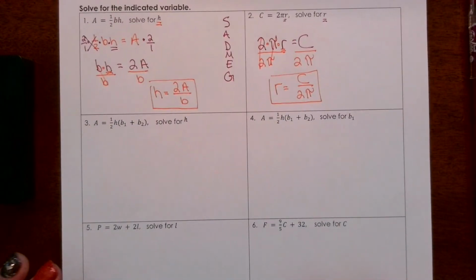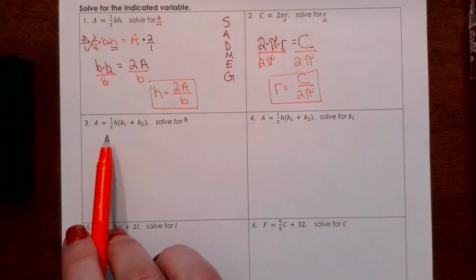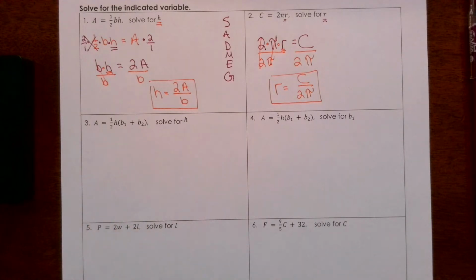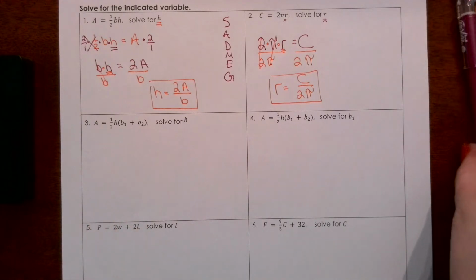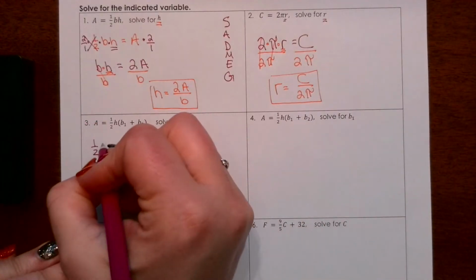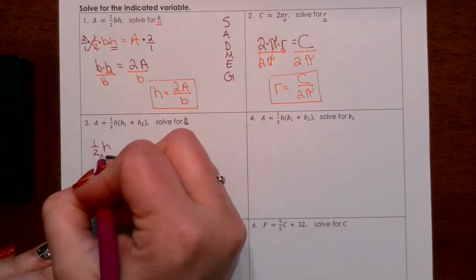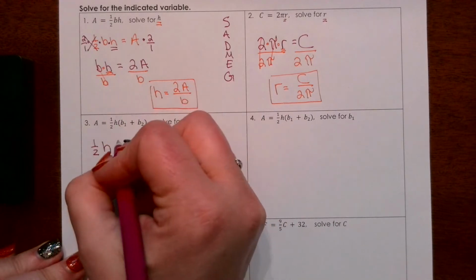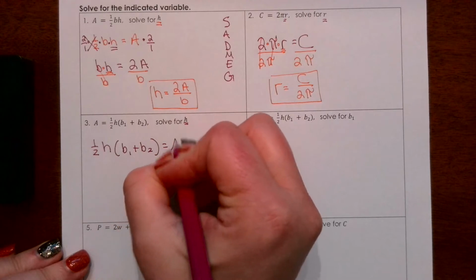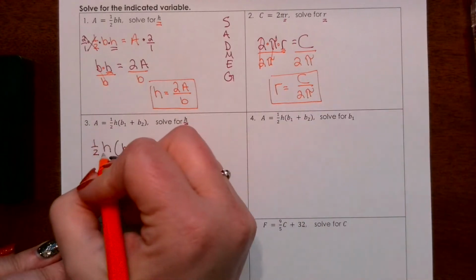This next formula is a lot of fun. It's the formula for the area of a trapezoid. Area equals 1/2 times height times the sum of base 1 plus base 2. You know what? I'm going to rewrite the formula since I'm solving for h again. I want to get my height over here on the left. And I'm solving for height.